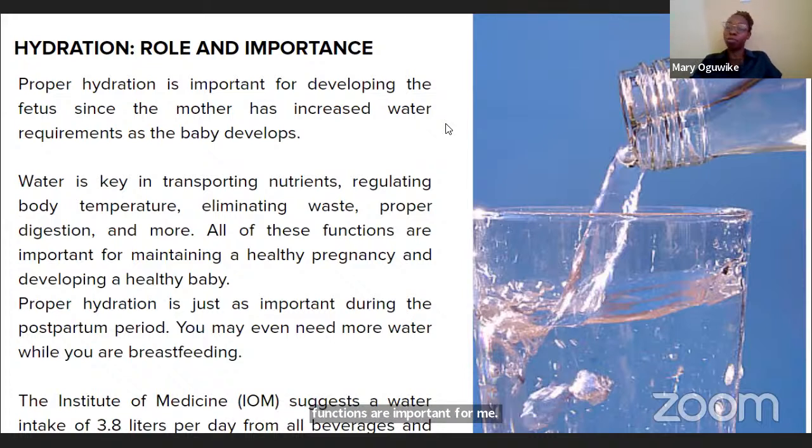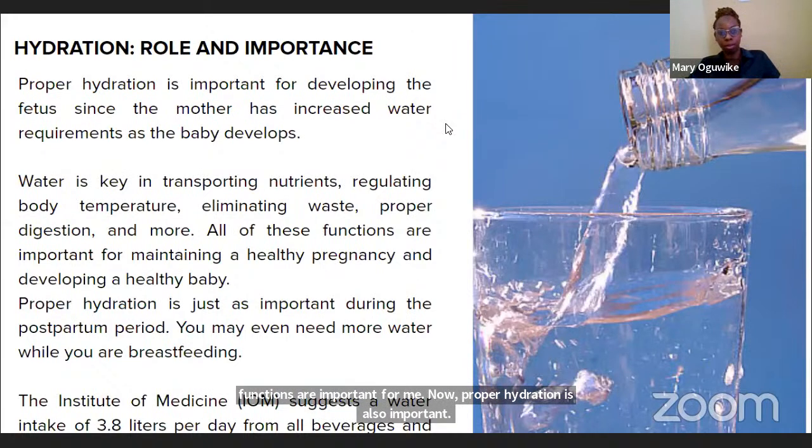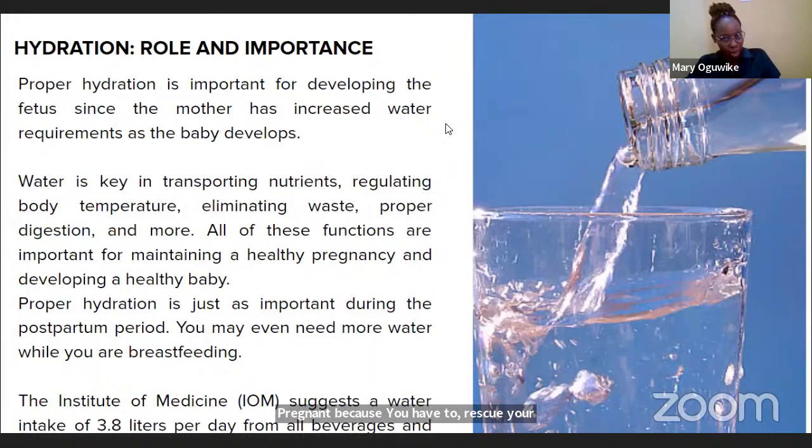Now, proper hydration is also important after pregnancy, because you have to breastfeed your baby, and breast milk is liquid. So water is like a medium of transport for a lot of things, for nutrients, especially here. And then you may even need more water while you are breastfeeding. Now, the Institute of Medicine suggests a water intake of about 3.8 liters in a day. Now, this is minimum. If you can take more than 3.8, better.